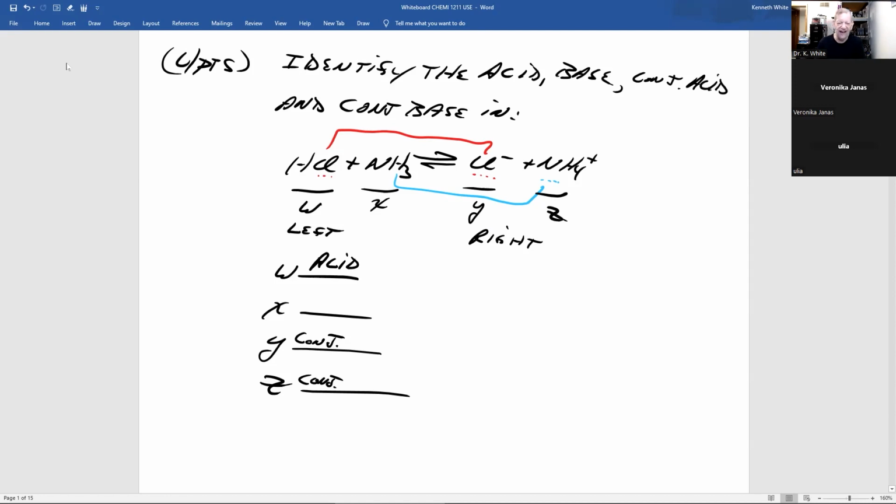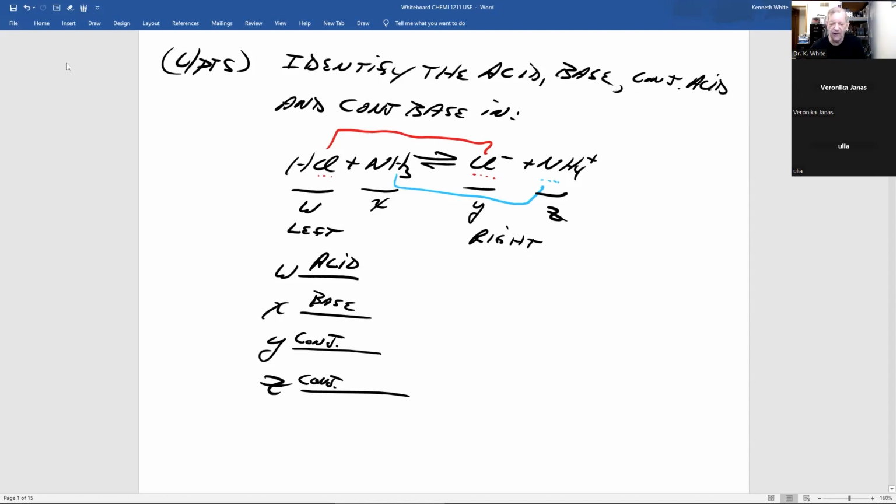If we look at X, NH3, when it goes to its conjugate, NH4 plus, does it gain, accept a proton, a base, or donate a proton, an acid? Count the hydrogens, goes from 3 to 4. It accepted a proton. What's a proton acceptor? A base.